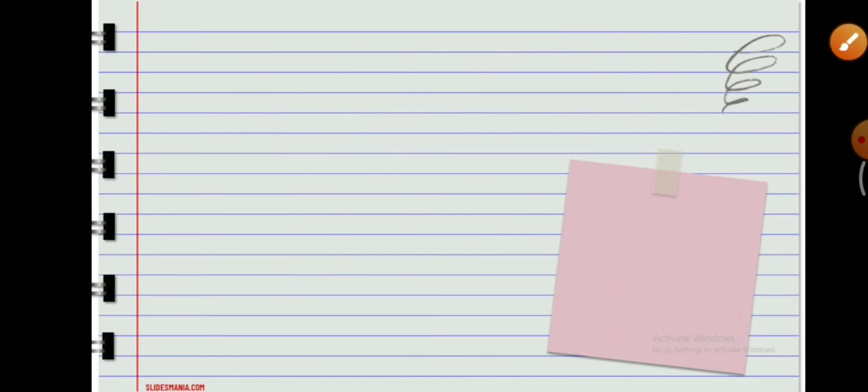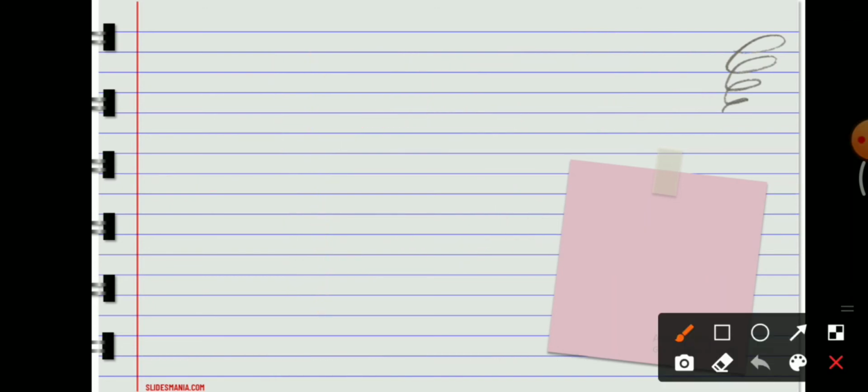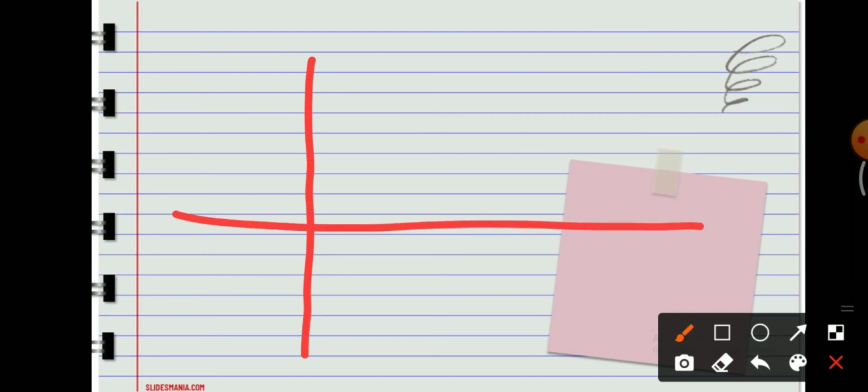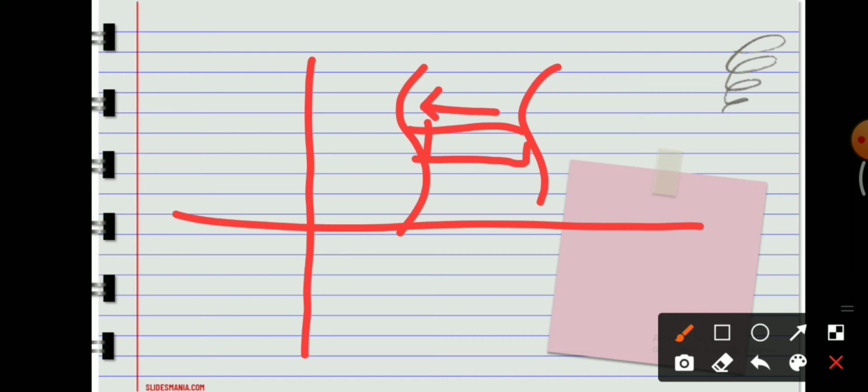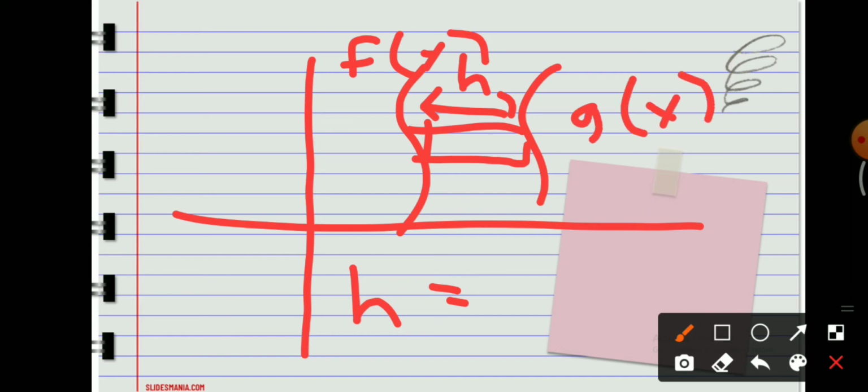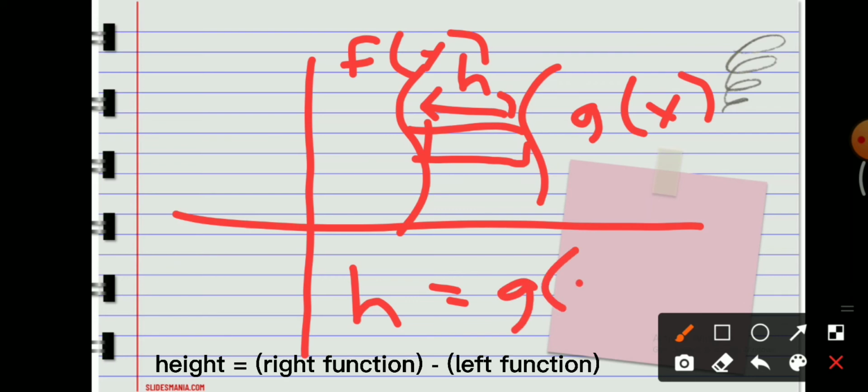There are also situations like you are given two curves and this is the cylindrical shell. So the height of the cylindrical shell is, let's say this is f of x and this is g of x. G of x minus f of x, that is the height.